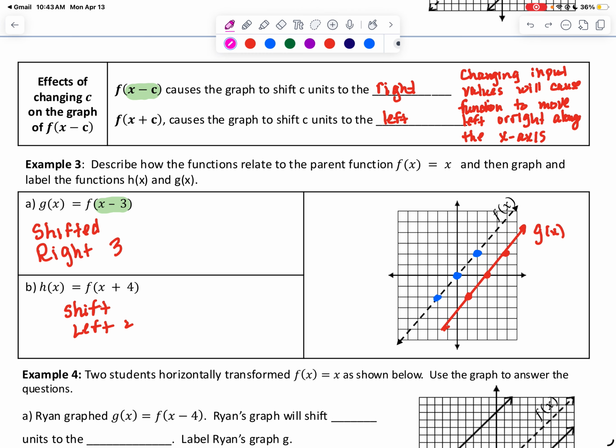So now I'm going back to these blue points. I want to shift each one of them left 4 units. So I'll take my bottom point, 1, 2, 3, 4. I'll take the intercept, 1, 2, 3, 4, move it left 4, and then 1, 2, 3, 4. Each point shifted to the left 4 units, and we're labeling this line h of x.